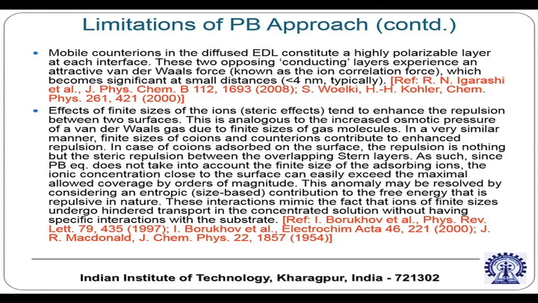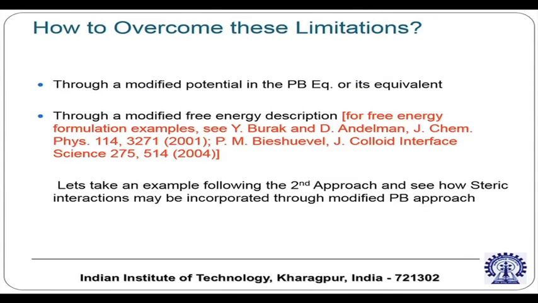This anomaly may be resolved by considering an entropic, basically size based, contribution to the free energy that is repulsive in nature. These interactions mimic the fact that ions of finite sizes undergo hindered transport in the concentrated solution without having specific interactions with the substrate, and again there are several references and models which talk about this. How to overcome these limitations? So we understand that the Poisson-Boltzmann model needs to be corrected. The question is how it can be corrected?